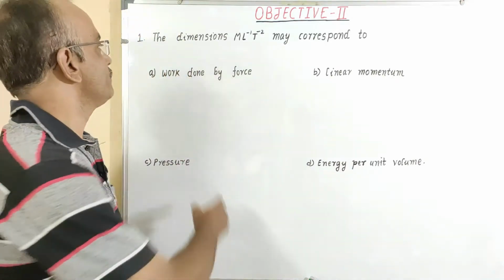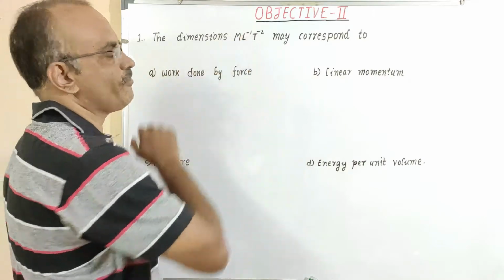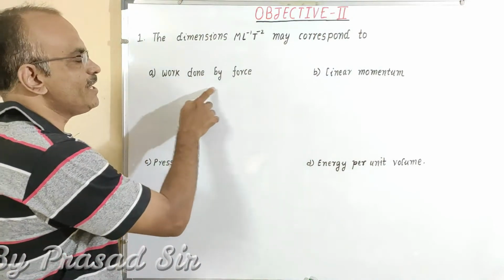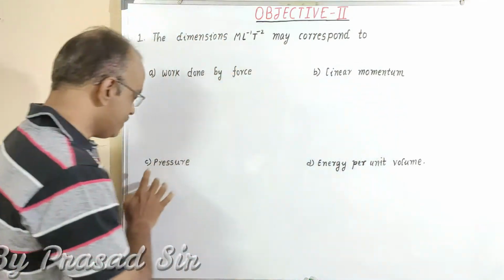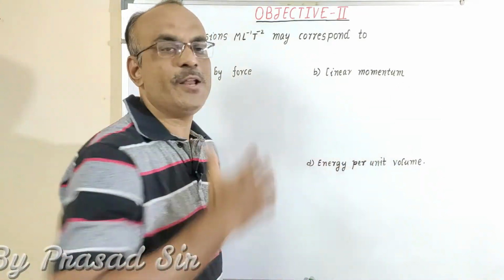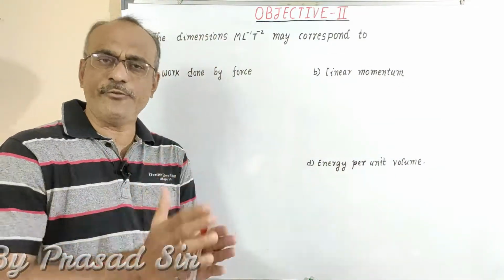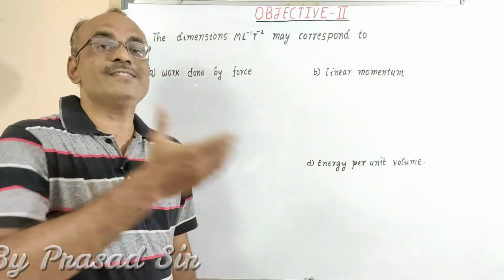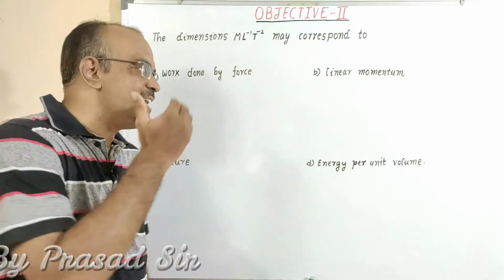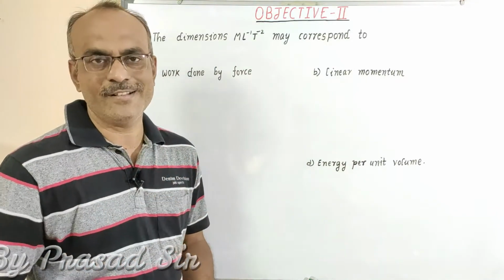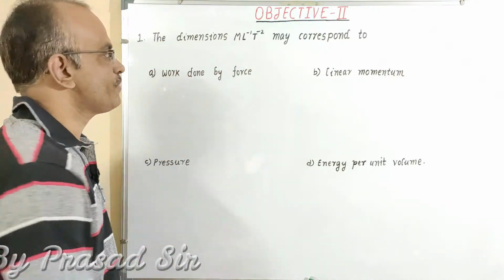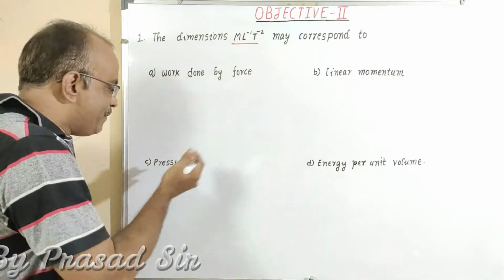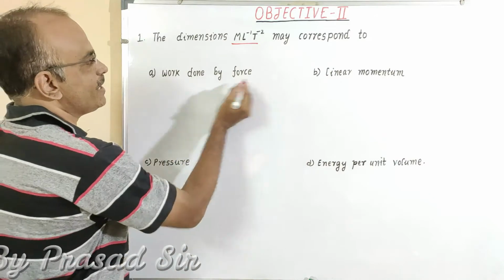So now the first question: the dimensions M L to the power of -1 T to the power of -2 may correspond to A. Work done by a force, B. Linear momentum, C. Pressure, D. Energy per unit volume. Everybody will get confused answering multi-answer questions. So that's why, to answer multi-answer questions, check each and every answer like objective one. First of all, this is the dimension that is given. Which one does it correspond to? First, work done by a force.